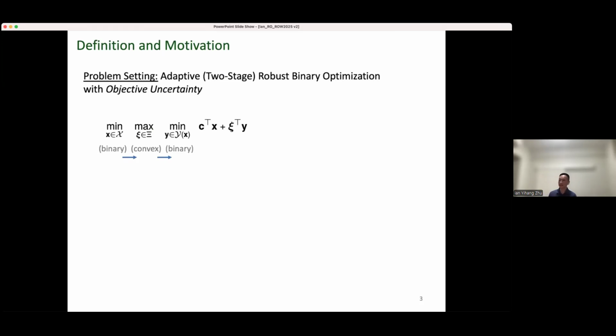Okay, so let's jump right into it. Formally, we're going to be studying these two-stage robust binary optimization problems with objective uncertainty. In the first stage, I'm going to be picking a decision X in capital X, and this is going to be binary. Once I make this decision, some uncertainty is going to be revealed to me, and I'm going to assume that it's revealed in an adversarial way, so the uncertainty set is convex. Then after this uncertainty is revealed, I'm allowed to make another binary recourse decision. And note that here, the feasible region only depends on X.